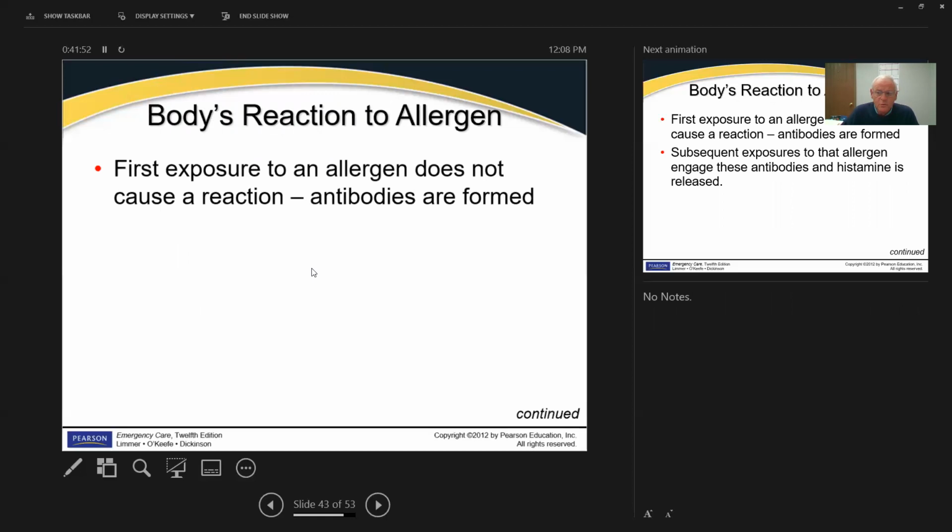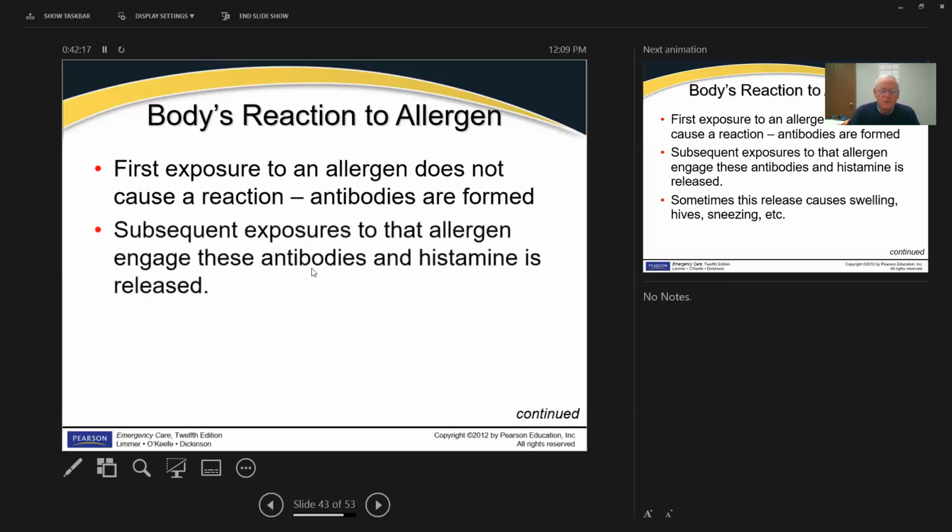So the first time somebody's exposed to an allergen, they don't have a reaction to it because the body doesn't have any antibodies. So the first time somebody gets stung by a bee, they're not going to have a reaction to it. The body then develops these antibodies to fight off this allergen the next time it comes. So the next time they get stung by the same type of bee, then, well, they could have an allergic reaction to that, okay? So subsequent exposure to that specific allergen, and the antibodies are for a specific allergen. If another allergen comes in, your body's going to make antibodies for that allergen, okay?